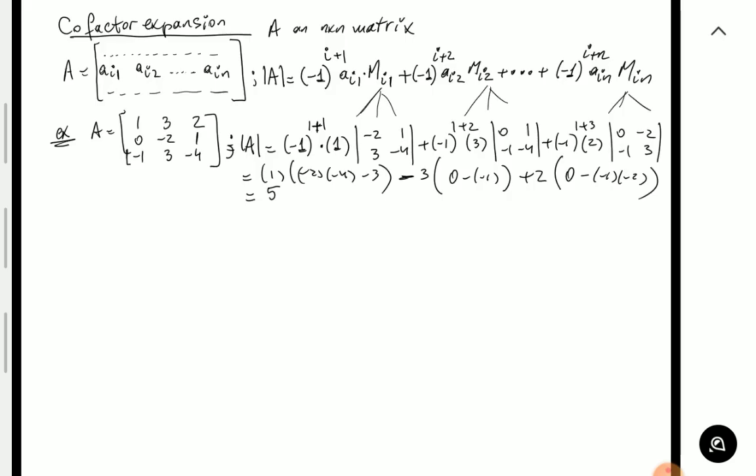What do we have here? Plus 1, right? So minus 3. And then plus 2 times -2, which is negative 4. 5 minus 7, that's negative 2. So the determinant of this matrix is negative 2.